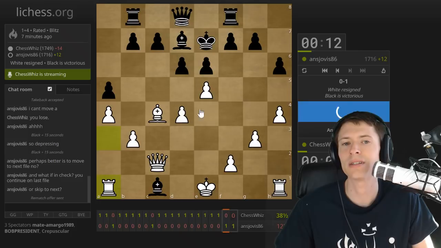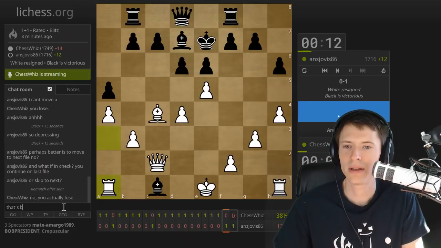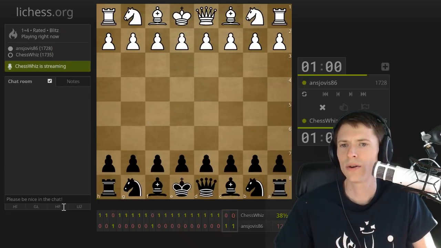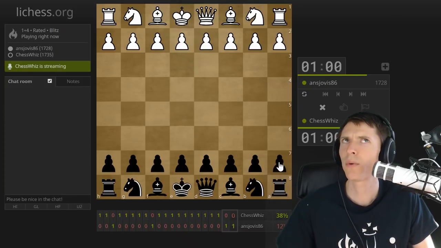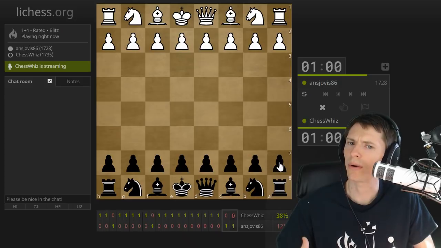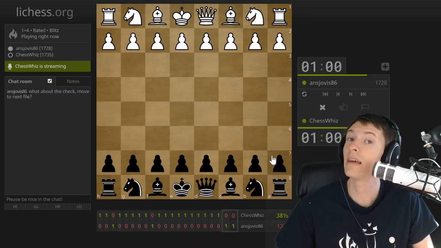Maybe this guy. Let's rematch this guy. See what happens here. No, you actually lose. That's because it's too hard to win. So we could try the different variant, but I want to try this way one more time. So the question is, if you've got a pawn there, which is pretty typical because you have pawns everywhere, what happens when you can't move anything in that file? Should you skip it? I think you do not.